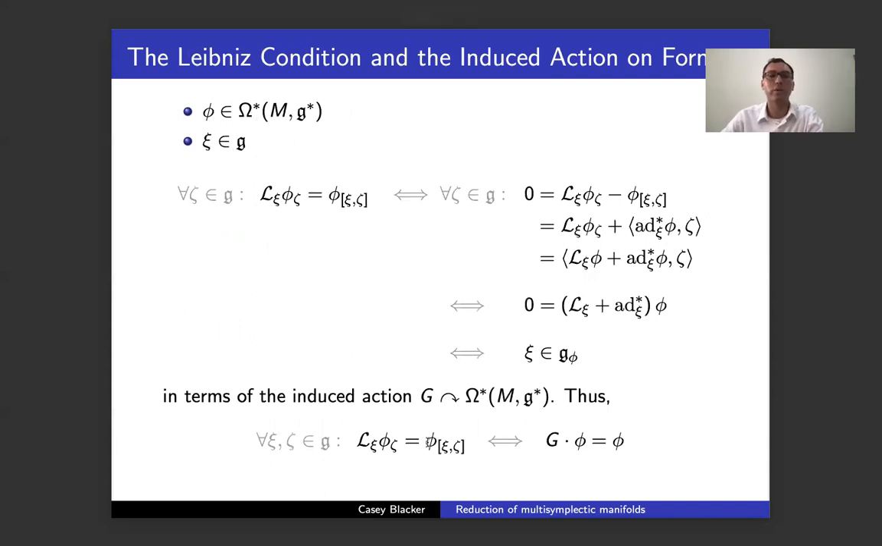So I'm going to move quickly through this slide, but the idea here is that the Leibniz algebra homomorphism condition for phi, or for any dual Lie algebra valued differential form on M, can be restated in terms of a stabilization property of phi under the induced action of G on phi. In particular, phi satisfies the Leibniz algebra homomorphism condition precisely when phi is preserved by the natural induced action of G on the space of dual Lie algebra valued differential forms. So this is actually an extension of the equivariance condition from the classical geometry of the moment map.